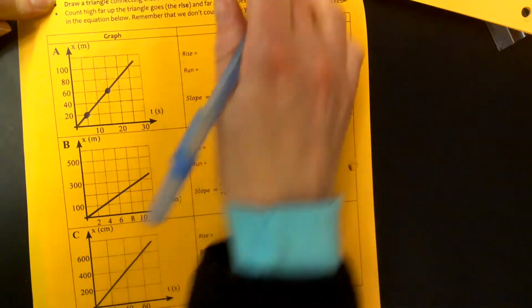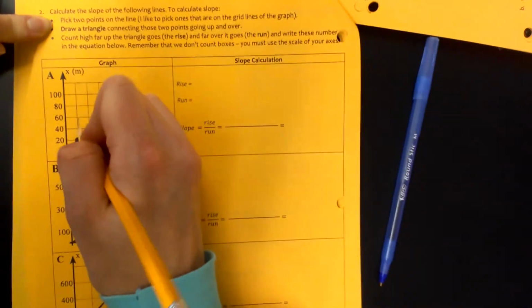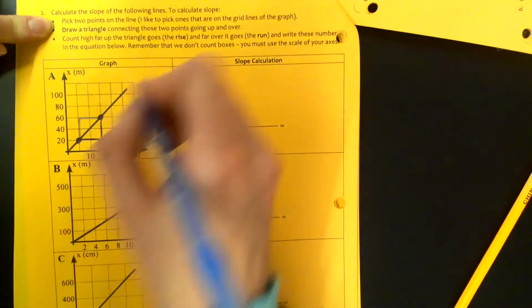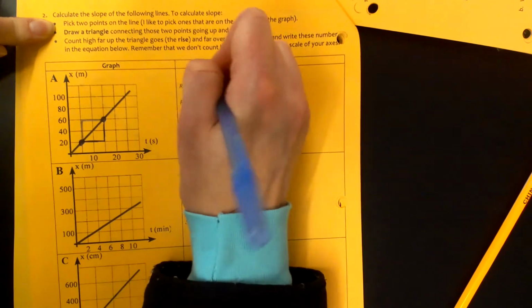You could pick different ones. That's okay. And then I'm going to draw my triangle. So there's my run and there's my rise. If you really wanted, you could draw this triangle instead. Totally up to you. Either way, it's going to be the same thing, but when you find the rise, don't go by boxes, okay? Don't write boxes.